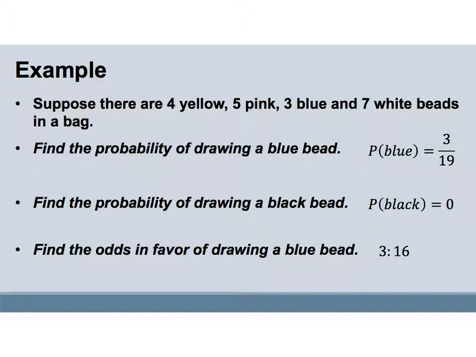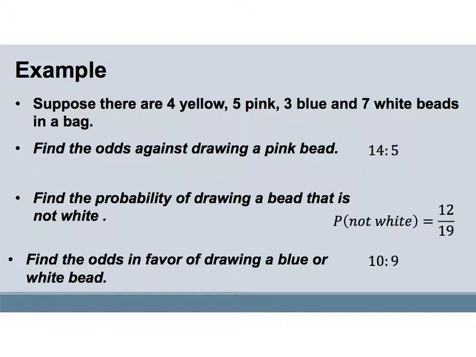Find the odds in favor of drawing a blue bead. Now this is odds, so it's part to part. There are 3 blue beads and 16 other beads, so it would be 3 to 16. Find the odds against drawing a pink bead. Well, it's against drawing a pink bead, so I have to put the not pink beads first. There are 14 beads that are not pink and 5 beads that are pink, so it's 14 to 5.